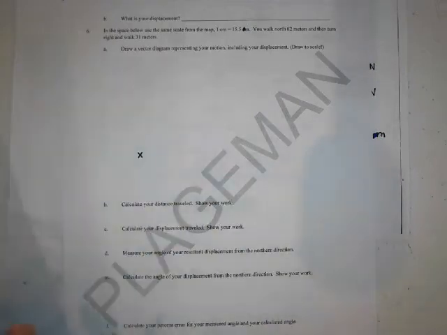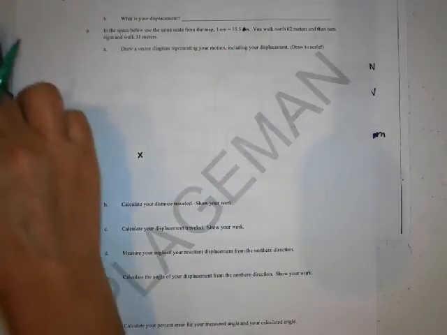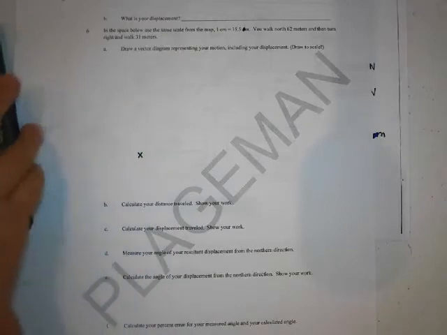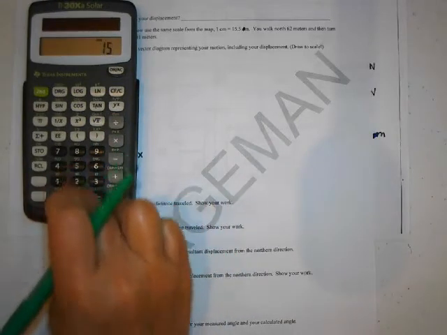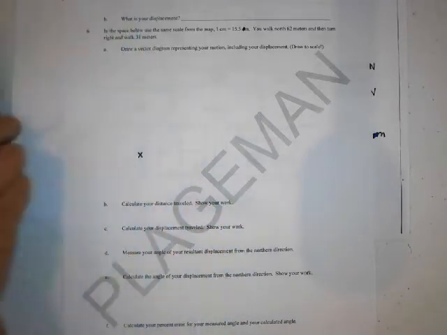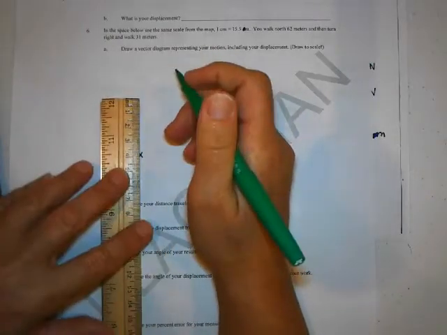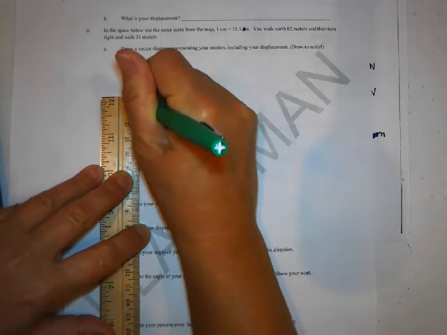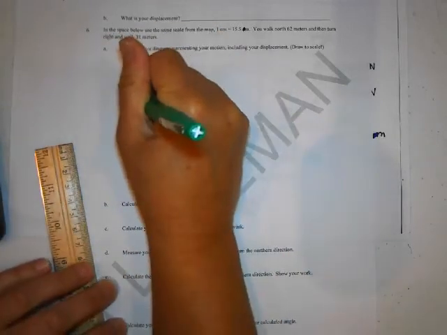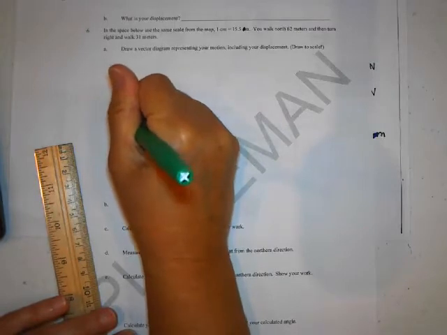Now I'm going to go 62 north. Now remember, we're going to use the same scale that's on here. So if it's 62 meters, I'm going to say 62 divided by 15.5. So it's going to be 4 centimeters. So I'm going to start right here, put it on 4, and I'm going to go 4. Now your lab sheet is smaller, but this 4 centimeters represents 62 meters.